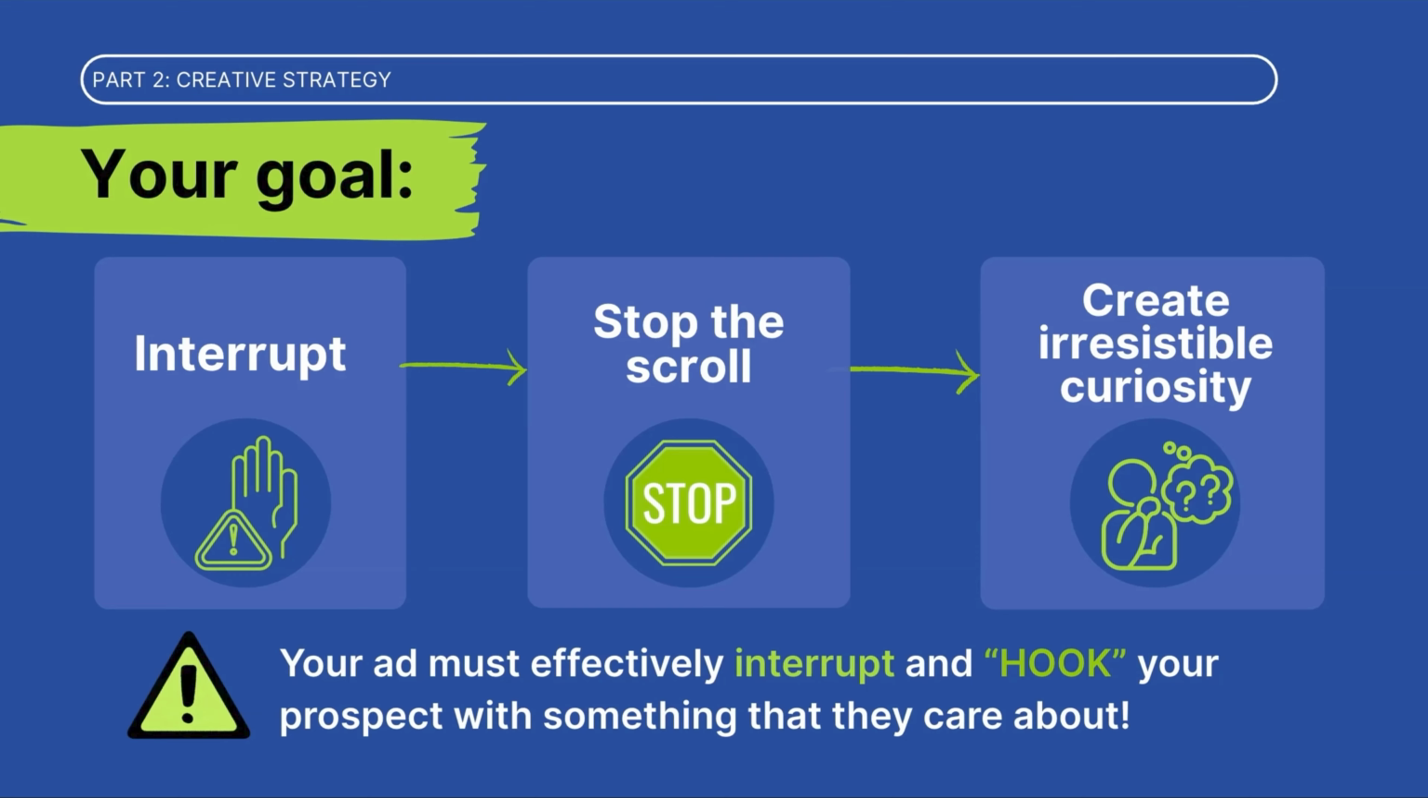Your ad must be extremely effective at interrupting your prospect from what they were doing, watching reels of cats, pranks, news, and AI videos on Facebook or Instagram. And you need to redirect that attention into your ad. On average, you have 3 seconds to do that. Here's a fact. Nobody goes on Facebook or Instagram to buy anything. So, your ad must be extremely effective at interrupting and hooking your prospects with something that they care about.